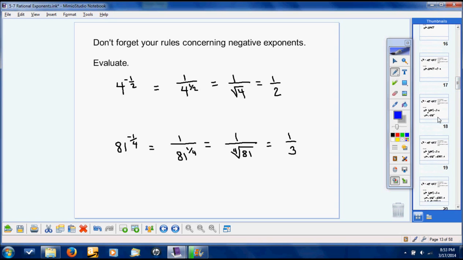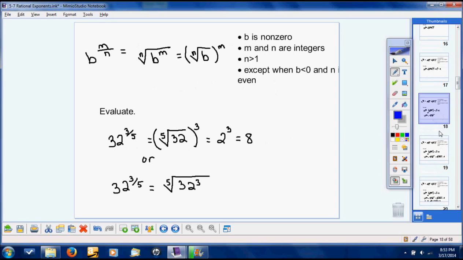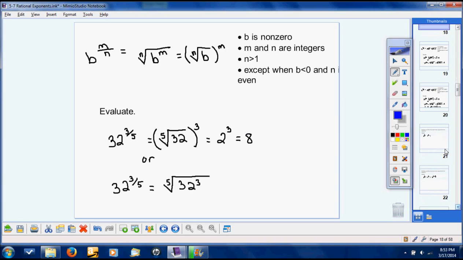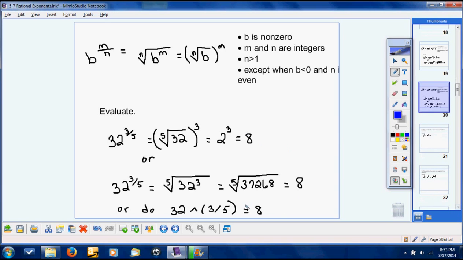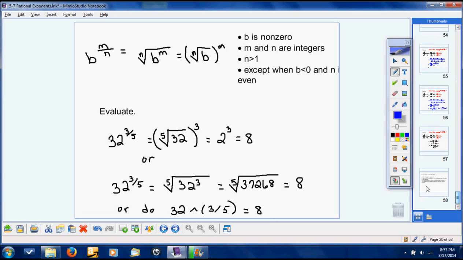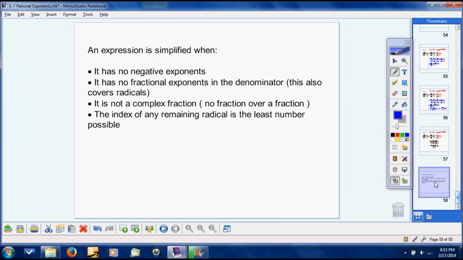Then we had this one. In every case that we did this one, we got 8. We had shown 3 different methods. You always got 8. Once again, does it pass the test? 8 is actually a very simple number. I think everybody would know once you got down to 8 that it is 1, but 8 has no negative exponents, no fractional exponents in the denominator. It's not a complex fraction, and there is no radical to even think about.